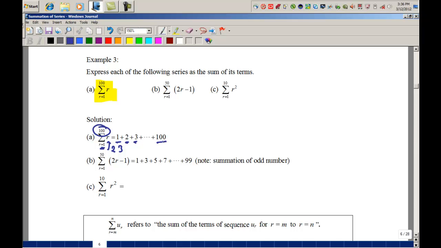Easy, right? Now let's take a look at B. Now B, you want to sum from 1 to 50 for this 2r minus 1. So you do the same thing. You take 1, you sub inside here, you get 1. Then the number after 1 is 2. You take 2, you sub inside here, you get 3. You take 3, you sub inside here, you get 5. You do it all the way until you sub in 50 to get 99.